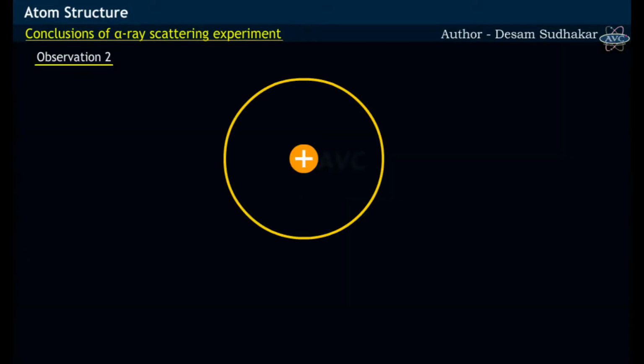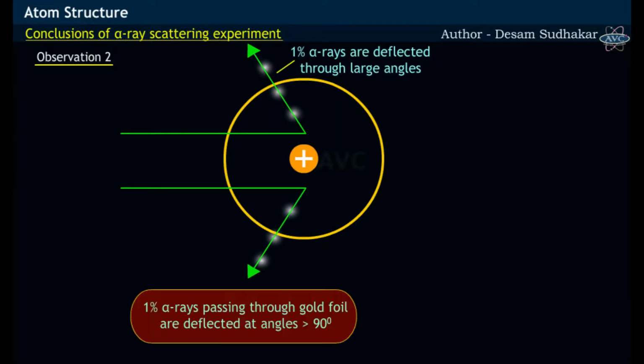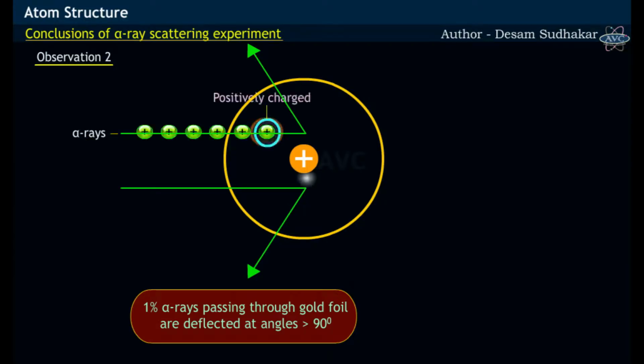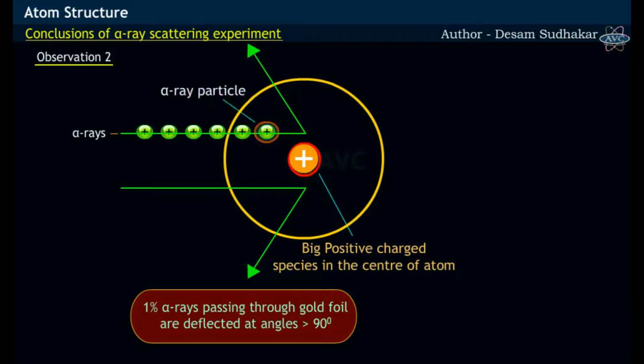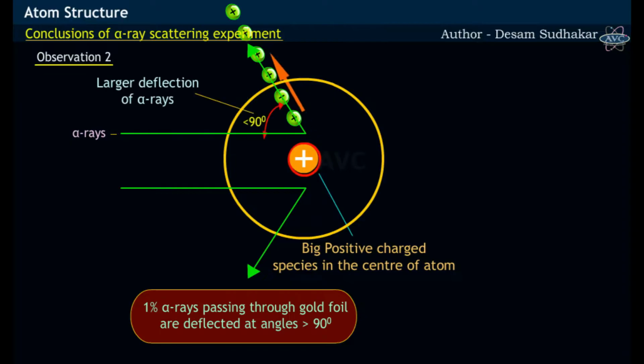From the second observation, that deflection of only 1% of alpha rays to large angles, Rutherford indicated that alpha rays, being positively charged, when passed close enough through another very big positively charged body, are strongly repelled and hence deflected through large angles.